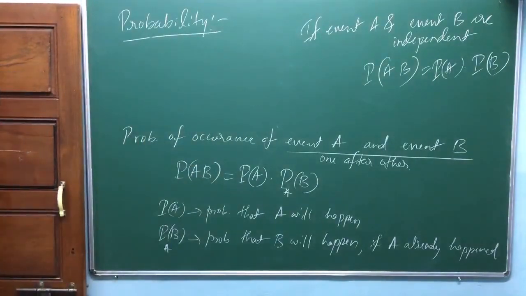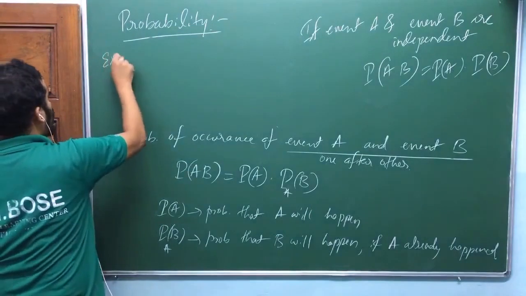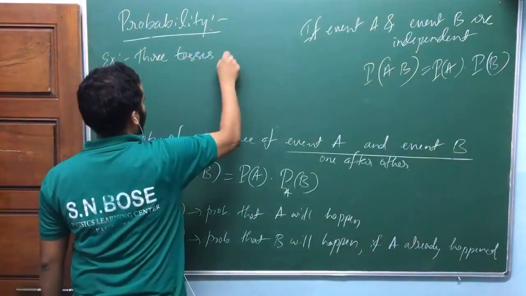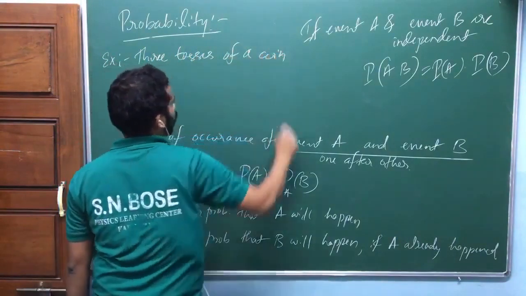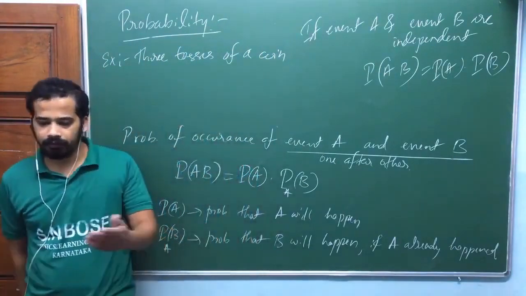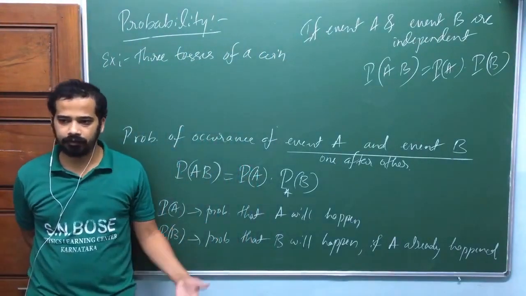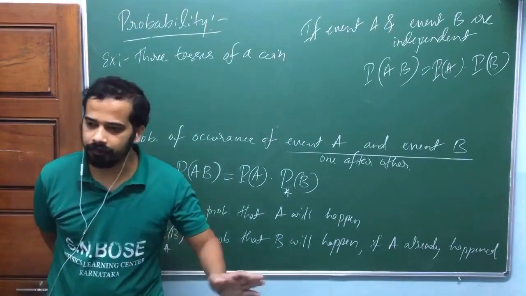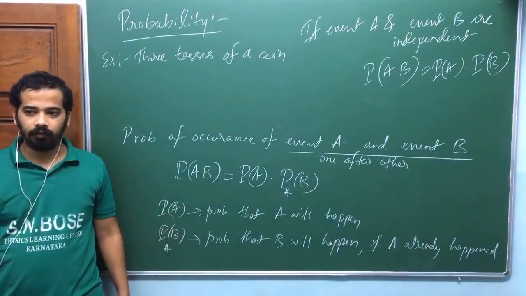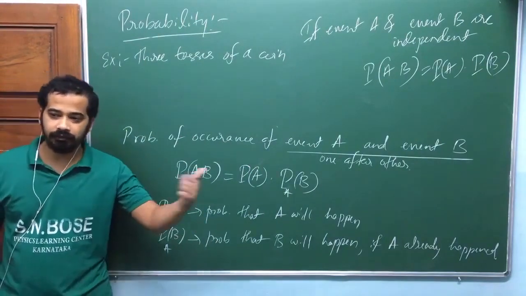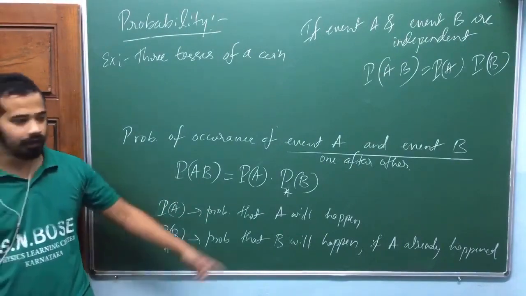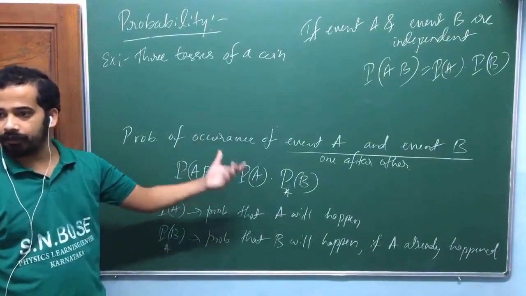Example, 3 tosses of a coin. Now you have 3 events, okay? Tossing that one first time, first event, tossing that one second time, second event, tossing that one third time, third event, isn't it? All 3 are independent. Why? While tossing second time, it doesn't matter whether you got head or tail in the first time, isn't it? All are independent. Not like that 8, that 10 and 5 balls.